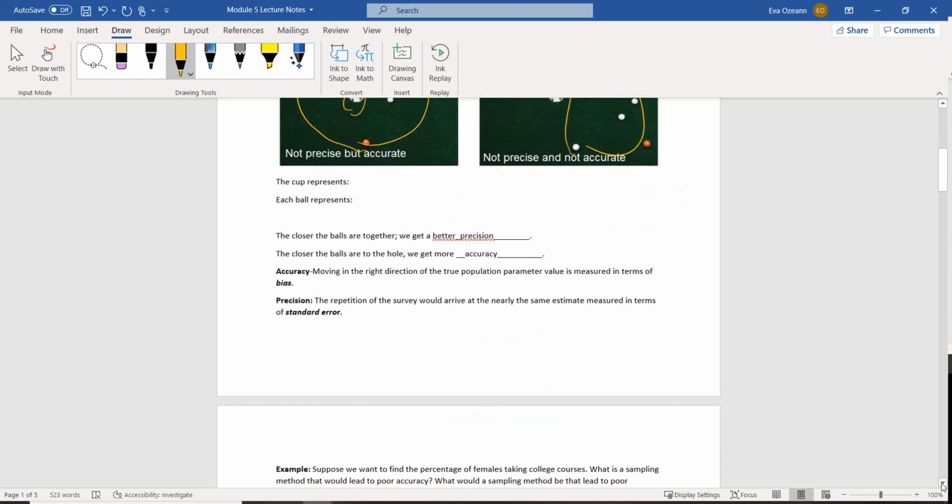And this is going to help us reduce bias. Precision means if we do the survey over and over and over again, we're going to get about the same results, and that's going to be measured in standard error.